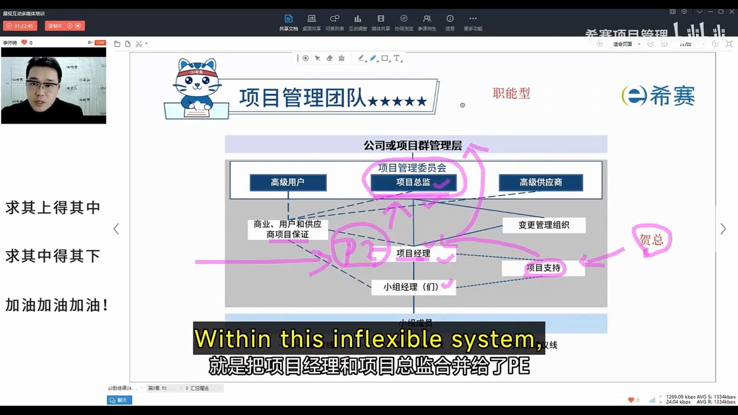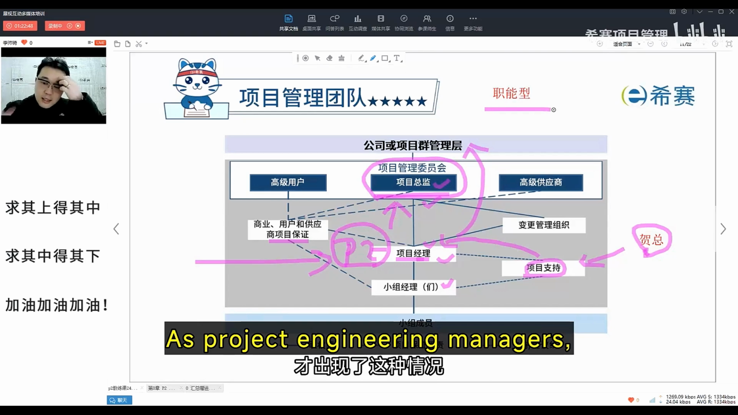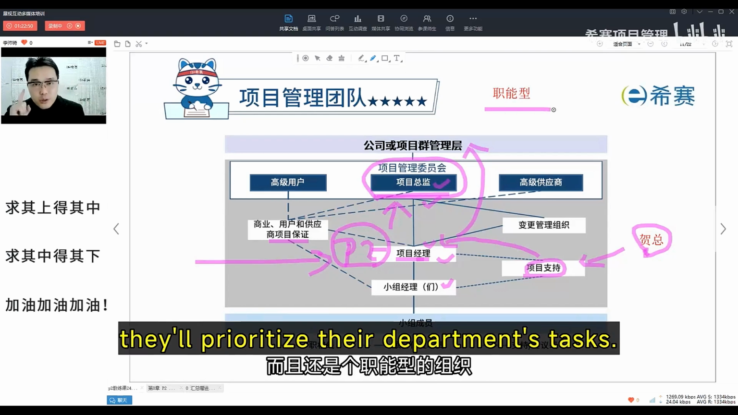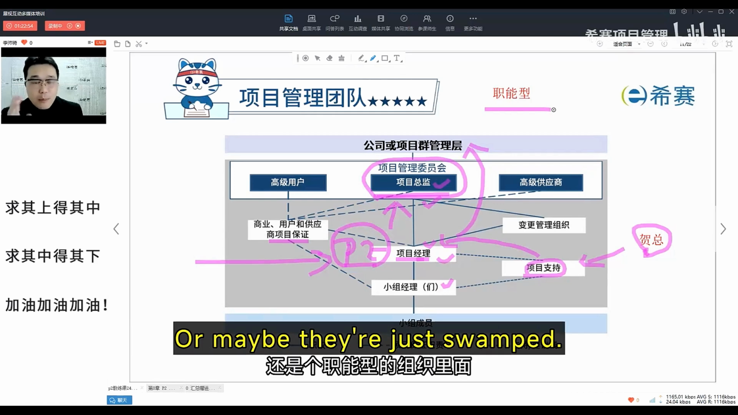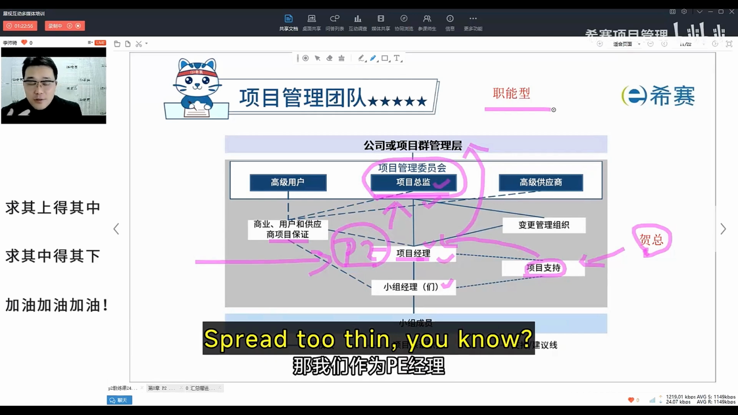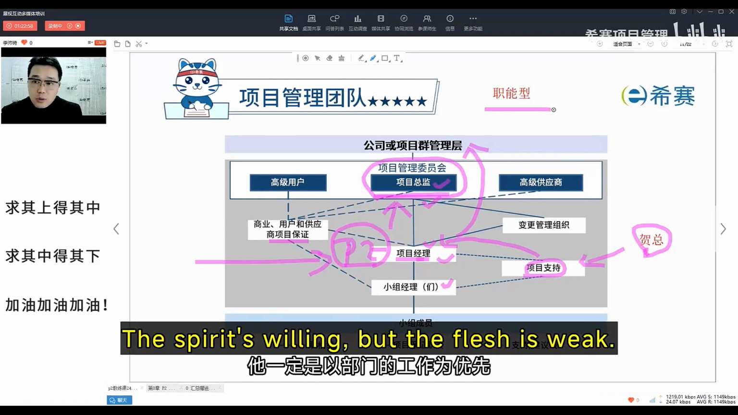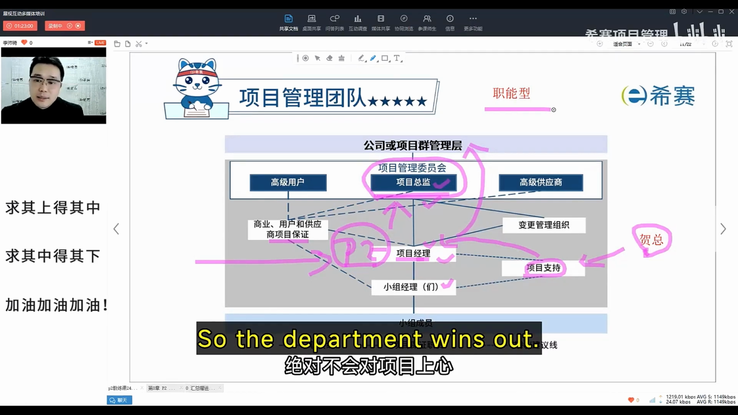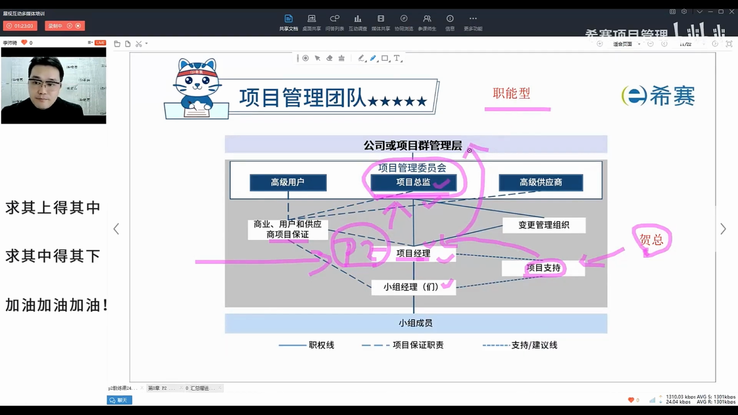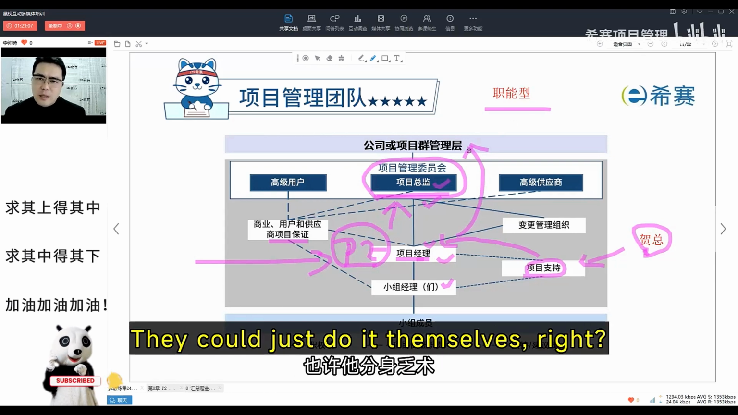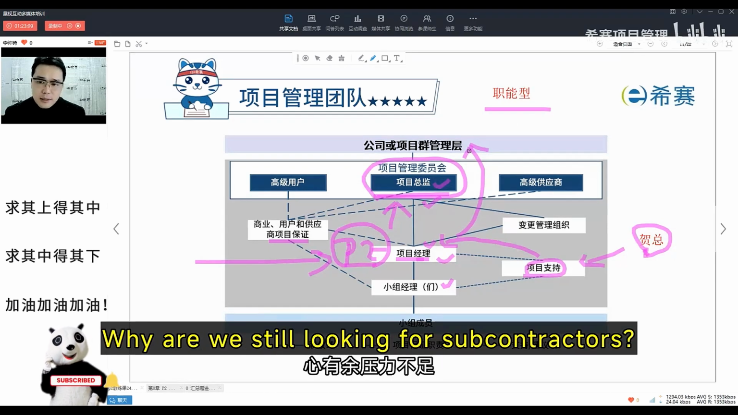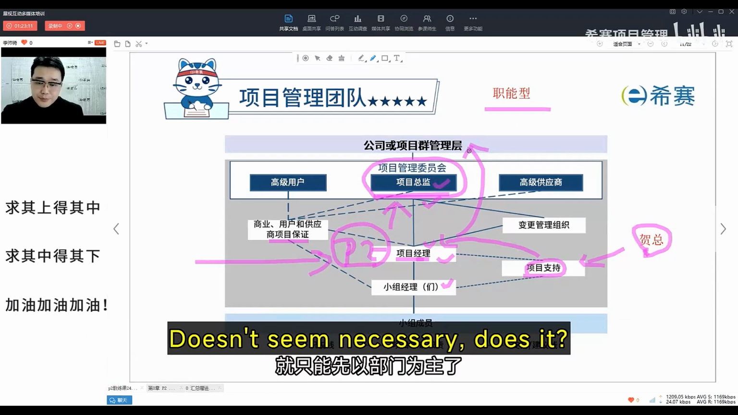Within this inflexible system, as project engineering managers, they'll prioritize their department's tasks. The project itself, it'll take a back seat. Or maybe they're just swamped. Spread too thin, you know. The spirit's willing, but the flesh is weak. So the department wins out. I mean, this is clearly RD's job. They could just do it themselves, right? Why are we still looking for subcontractors? Doesn't seem necessary, does it?